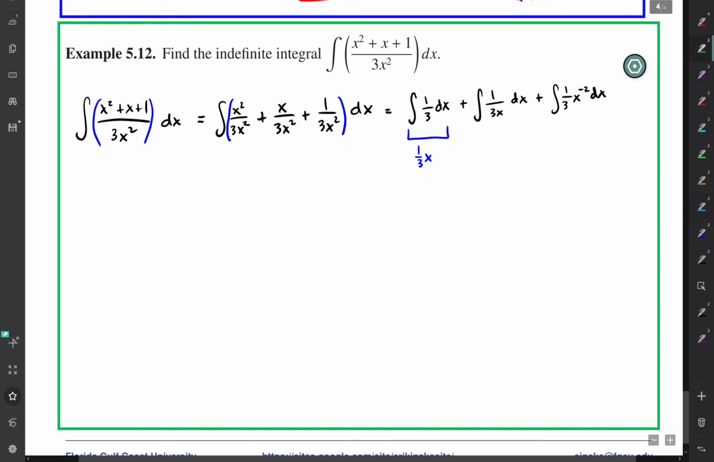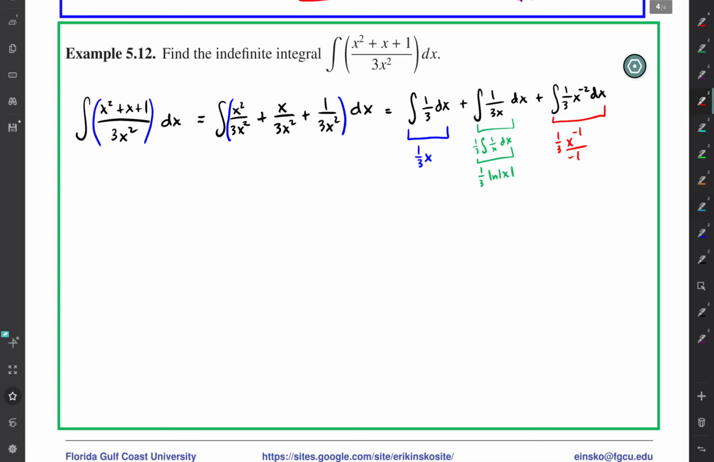The integral of 1 over 3x is 1/3 times the integral of 1 over x dx, and you should recognize that that's the natural log of x. So this is equal to 1/3 the natural log of x. And then finally this last integral is 1/3 x to the minus 2. You're going to add 1 to the exponent, so that's minus 1, and then you're going to divide by that negative exponent, so that's minus 1 on the bottom. So this will be minus 1/3 x to the minus 1.